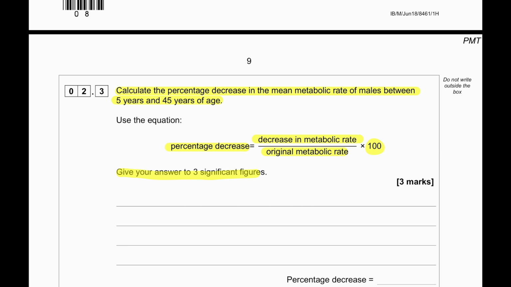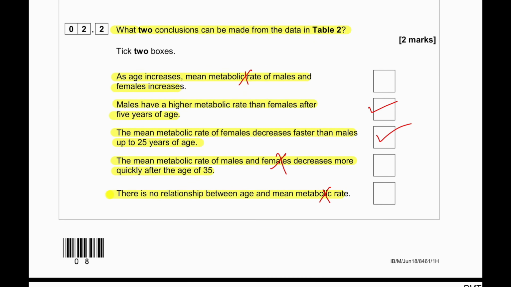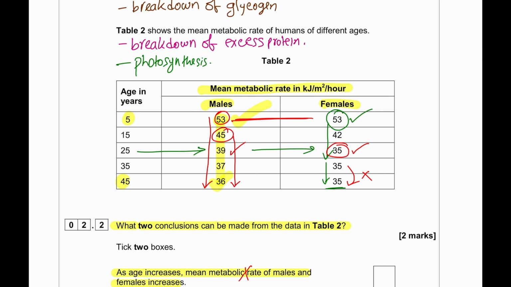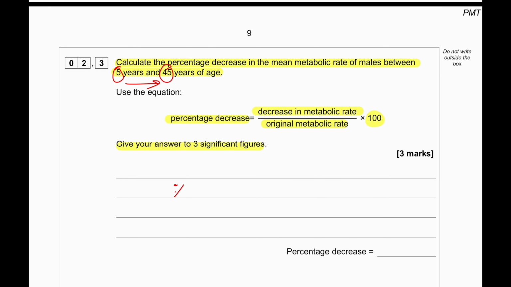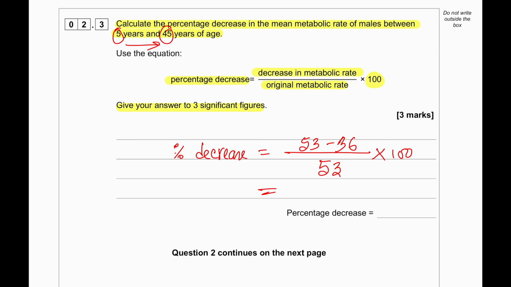Give your answer to 3 significant figures. Okay, great. So we can see from the age of 5 years to 45 years. For males at the age of 5, the value is 53, and at the age of 45, it's 36. Since we have to do percentage decrease, we will do 53 minus 36 divided by the starting point, which is 53, times 100. So it becomes 17 divided by 53 times 100, and thereby gives us 32.1%.